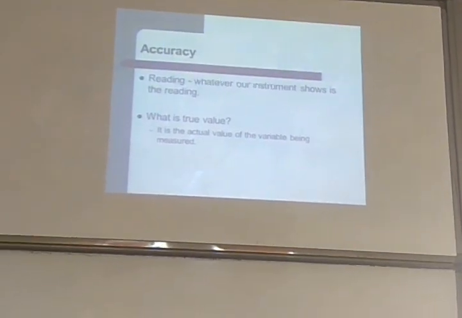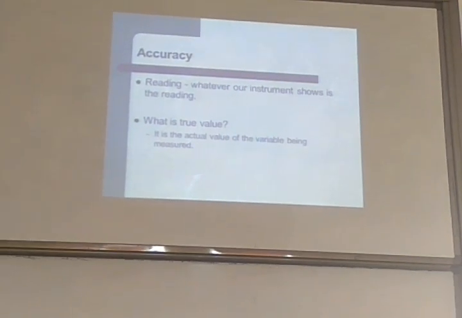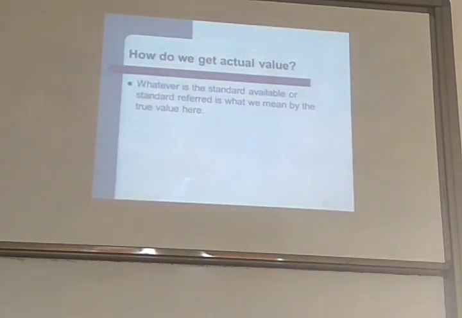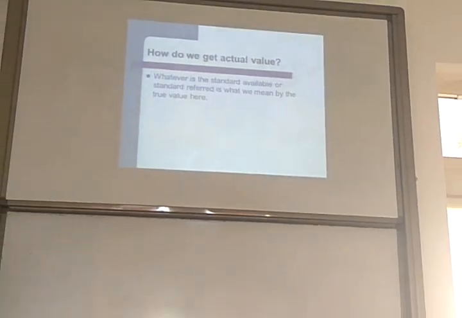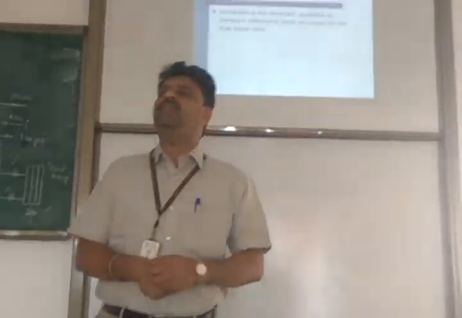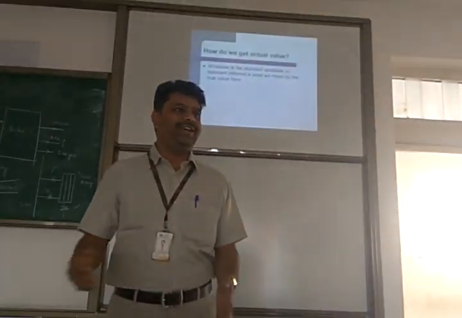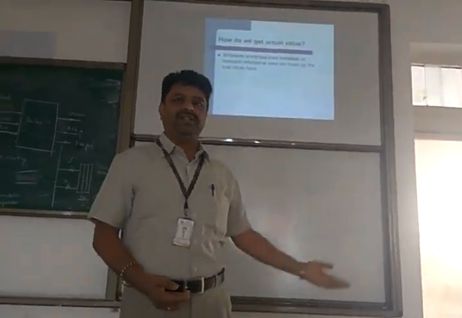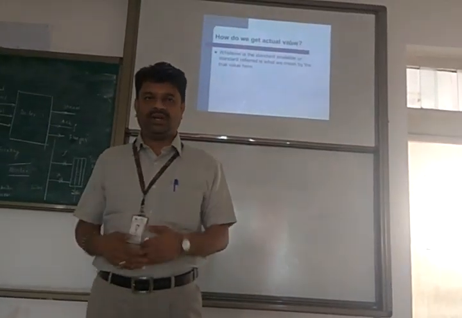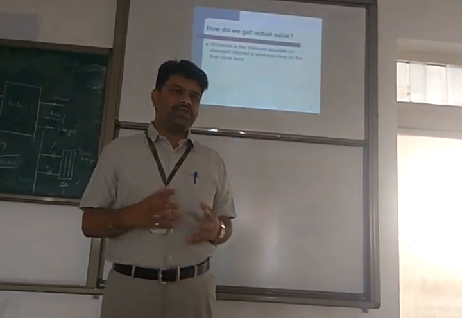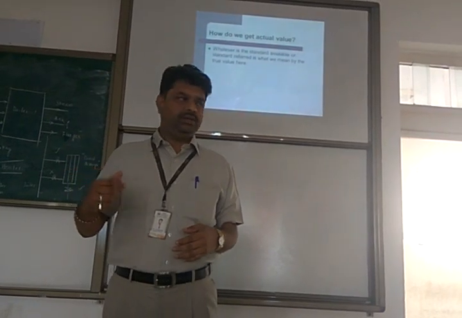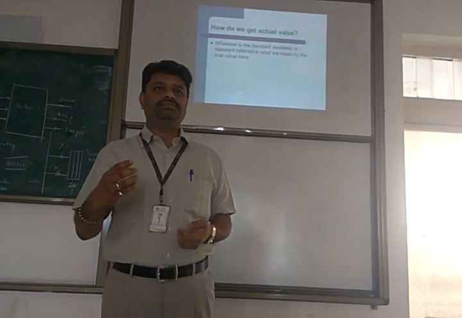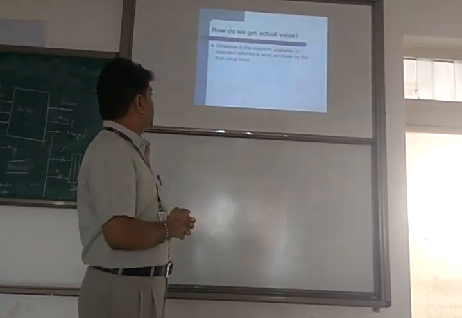I talked about reading: whatever our instrument shows is the reading, and the true value is the actual temperature being measured. How do we get the actual value? It is not that we are always going to measure water temperature, with 100 degrees and 0 degrees. Sometimes we may be measuring length, sometimes velocity, sometimes pressure. So we should have some standard. We should be able to get the actual value.